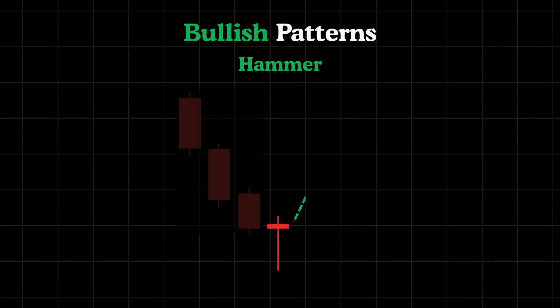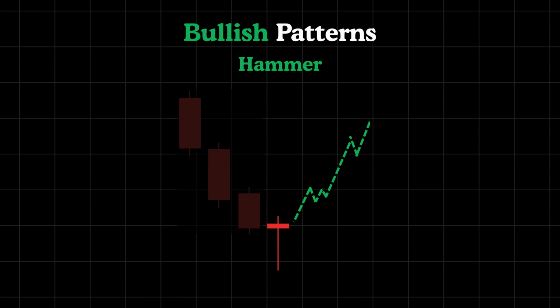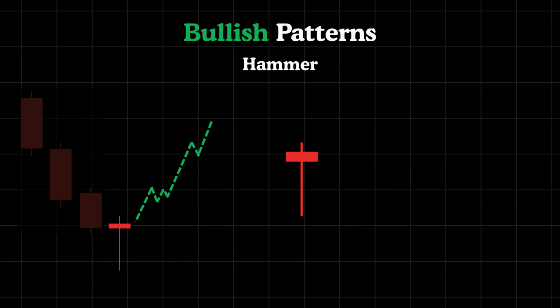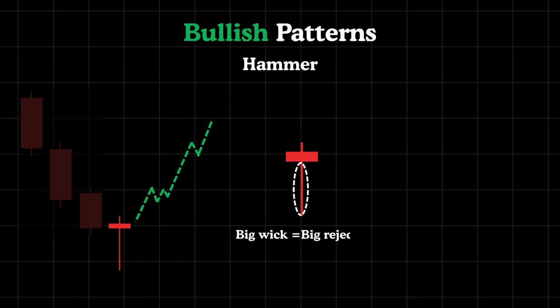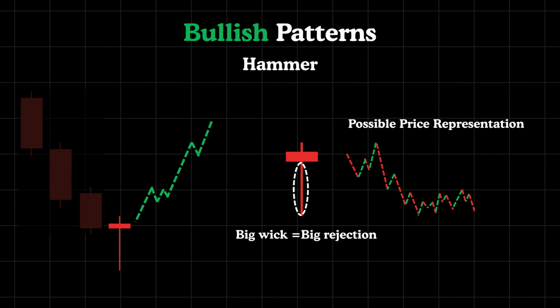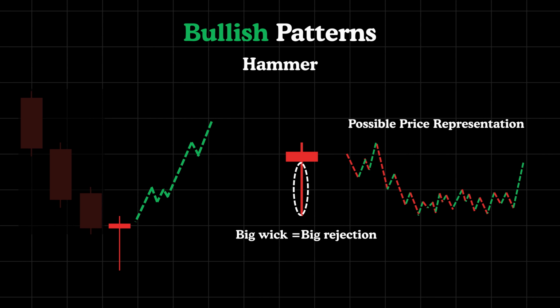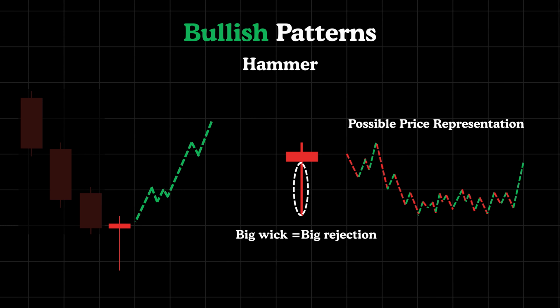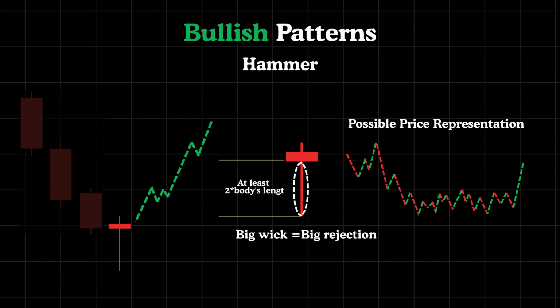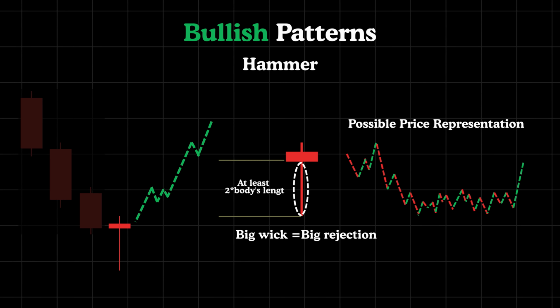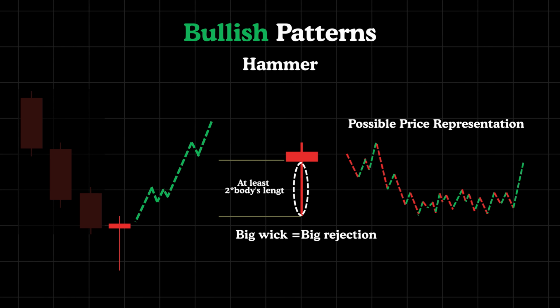The hammer is a single candle pattern, identified by a short body with a long lower wick, which shows strong rejection at that level. This means the bulls stepped in with visible force, leaving only a small upper wick, or in some cases, no upper wick at all. Strictly speaking, the lower wick should be at least twice the size of the body.